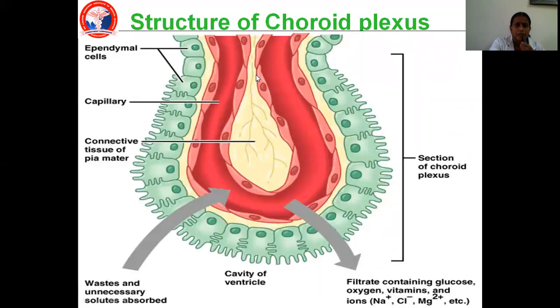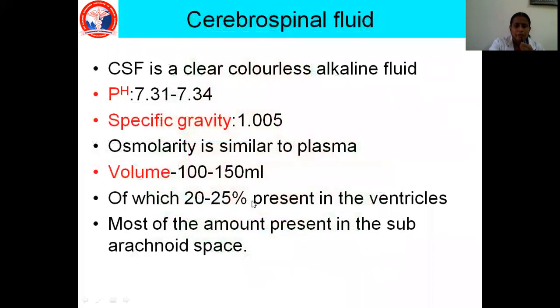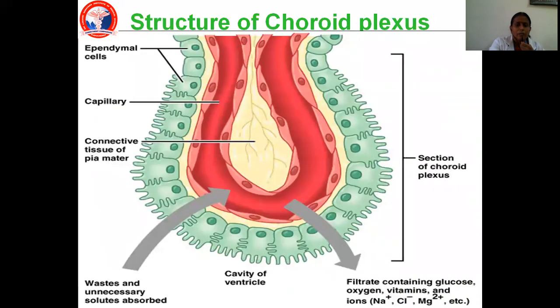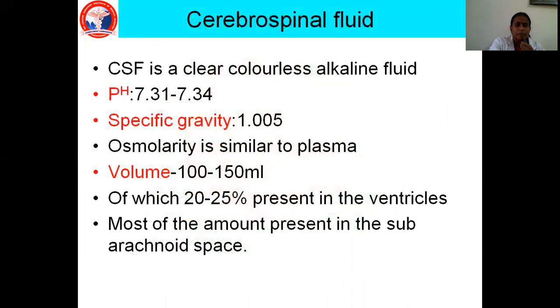So this is the structure of the choroid plexus. These are the ependymal cells, and this one is the capillaries. The capillaries are lined by the ependymal cells. So these choroid plexuses are mainly involved in the formation of cerebrospinal fluid. So now we come to the cerebrospinal fluid.